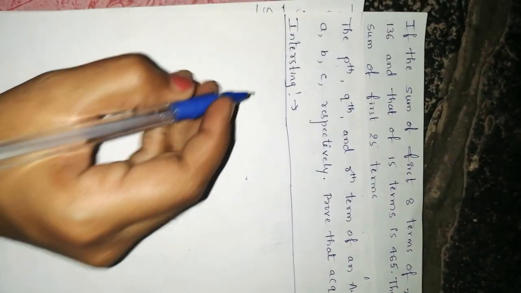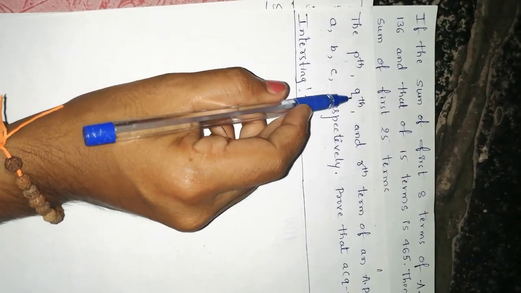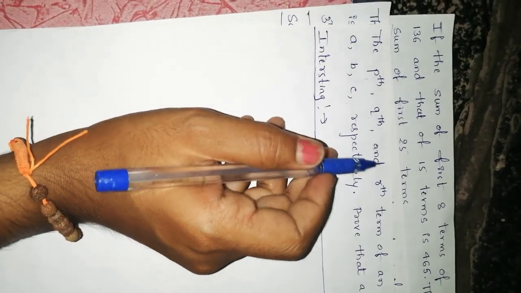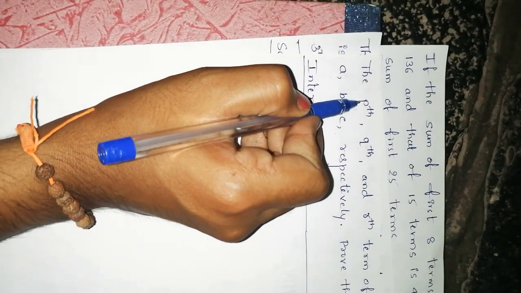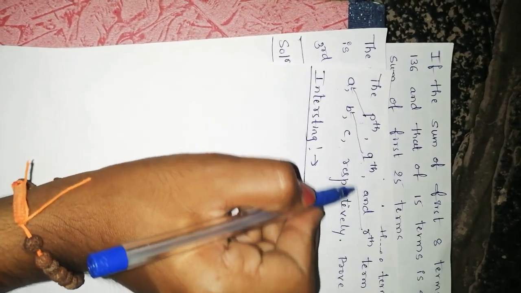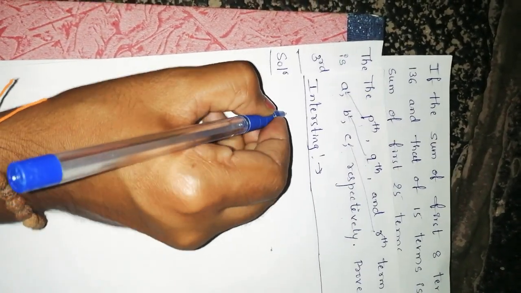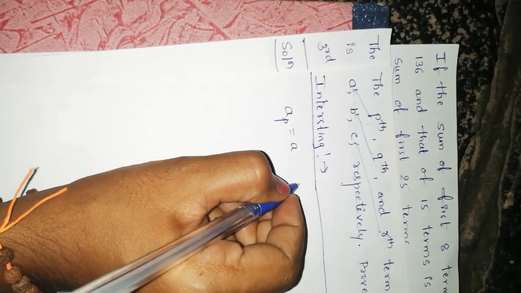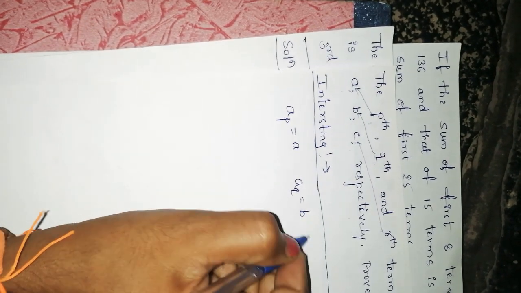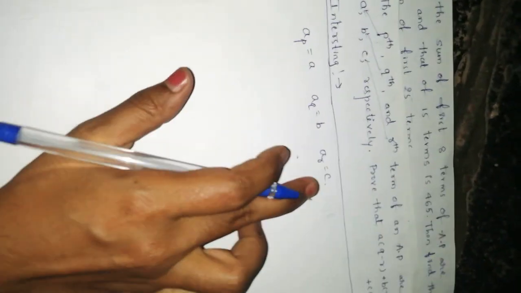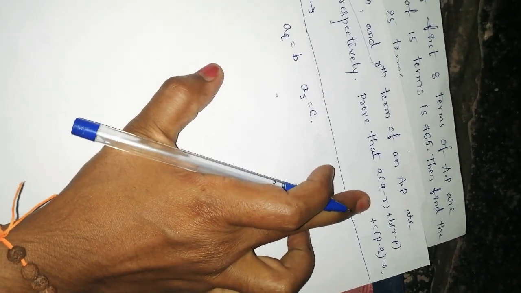I will repeat. The pth term, qth term and rth term. Casually you know that the nth term of AP is an. In the similar way, the pth term of AP is A, qth term is B and that of rth term is C. So I will write here in the solution page, that is pth term is AP, that is A, qth term is AQ, that is B, and rth term is AR, that is C. So hence these three terms are given which are in AP. So you need to prove this given value.